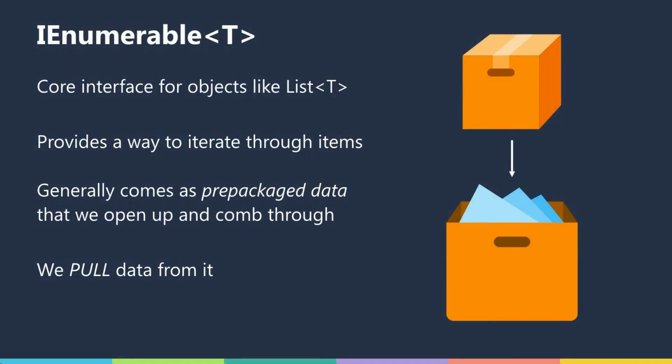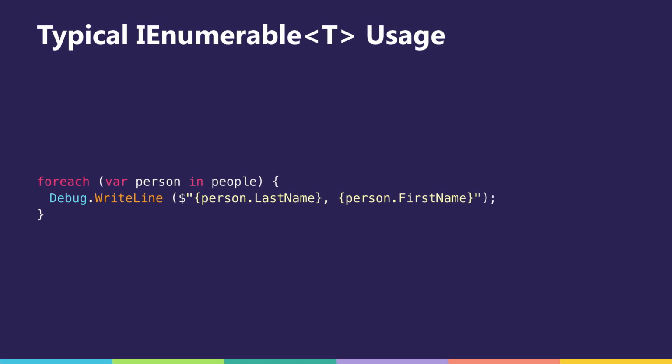Before we go into the reactive stuff, let's start somewhere familiar. Everybody here is probably familiar with IEnumerable. We're going to query some web service, get some data back, and then run a foreach loop on top of it to unpack all that data. The way IEnumerable generally works is that we receive our package, open up the package, and run through all the items inside of it, pulling data out of it. Something like this: here's people, foreach through those people, and for each person in there, maybe just write something out to the console.